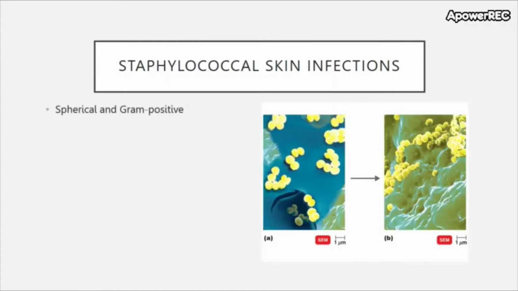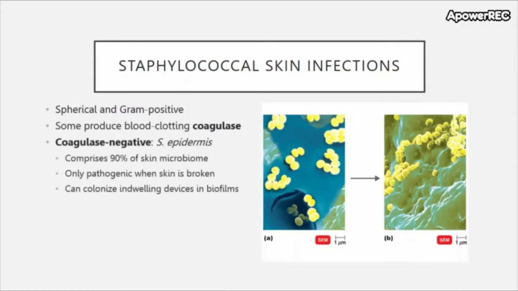Their characteristics include that they are spherical and gram-positive, and some, not all, produce blood-clotting coagulase, which is a virulence factor for the organism. Coagulase causes blood clots, which may protect some bacteria from phagocytosis.